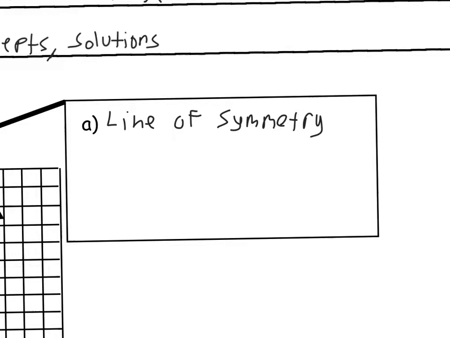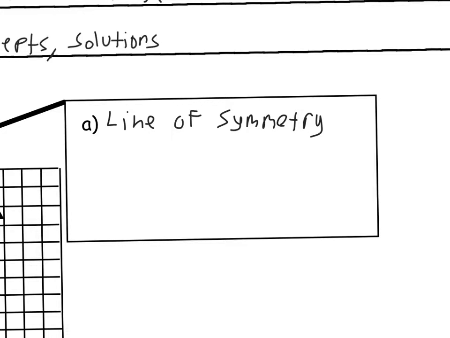Okay. The line of symmetry is usually represented by that dashed line. All right, so the line of symmetry is that dotted line. It passes through the vertex, okay, or the middle of the graph.